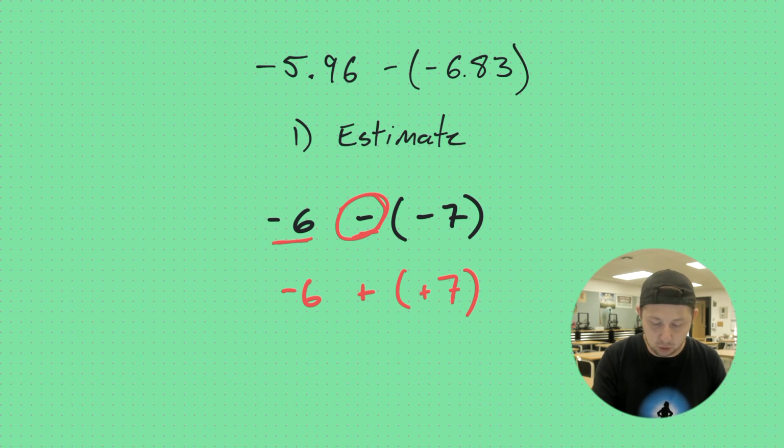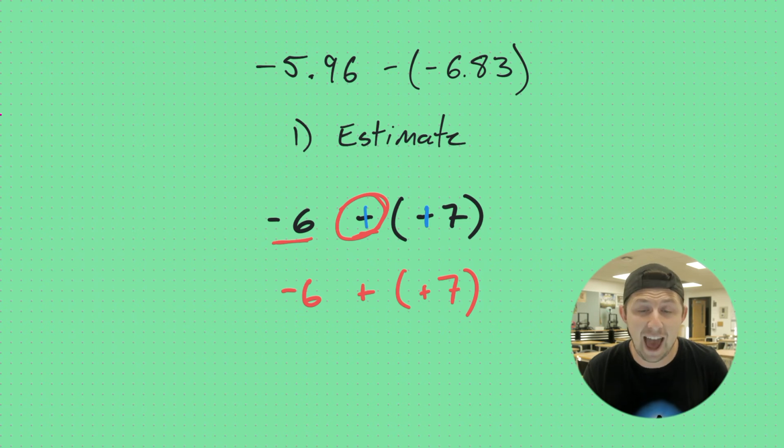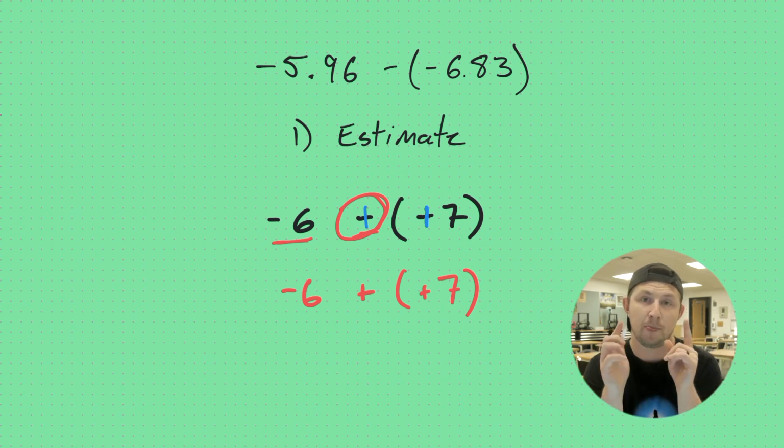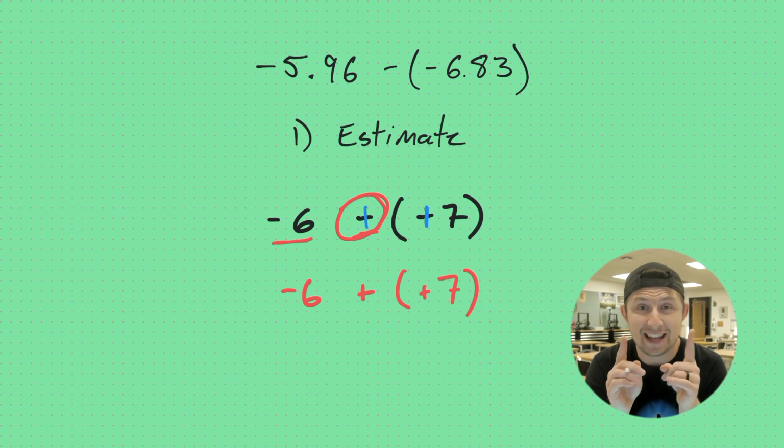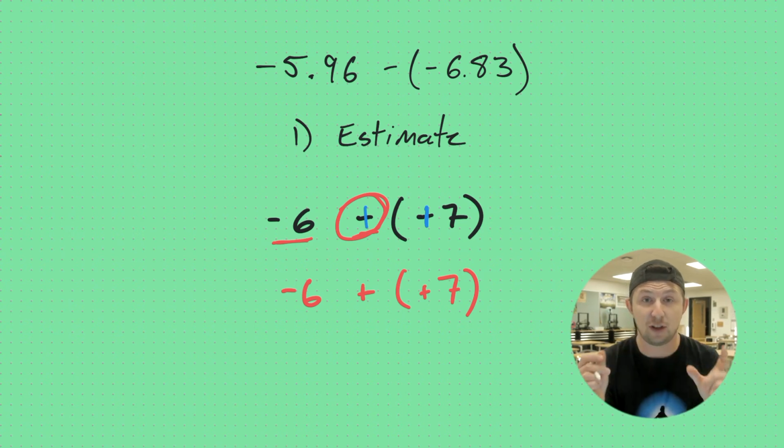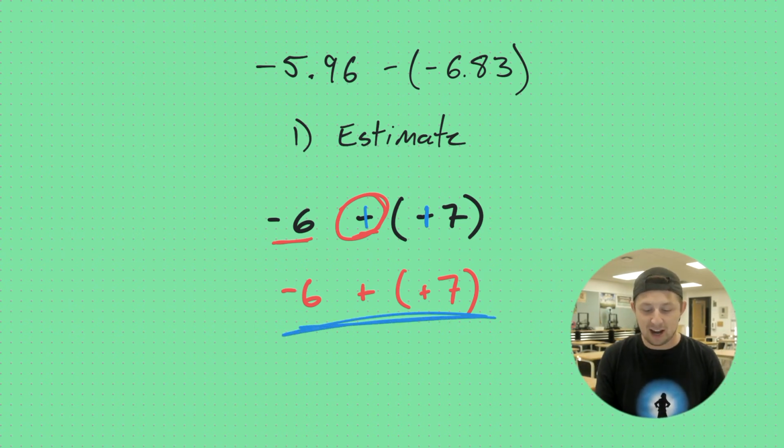Sometimes people will just go through and draw a line through on both of them. Negative 6 minus a negative 7 is the same thing as saying negative 6 plus a positive 7. So here's the question. What is your estimate going to come out to? I'm going to let you fill it in here. If you use these numbers, negative 6 plus a positive 7, what's your estimate going to come close to?